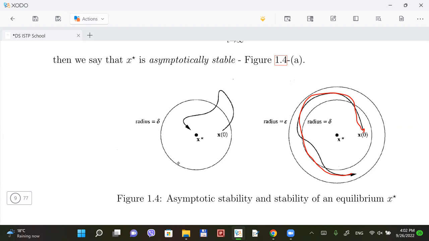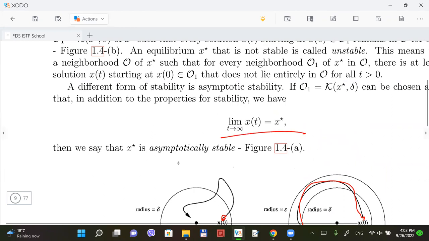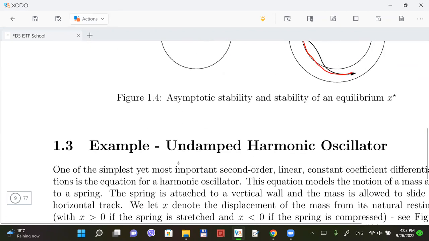But except for the stability, we also have the asymptotic stability, which means what? Not only that you will not move away from the fixed point or from the cycle, but you will approach it. So if you are starting close to some fixed point, then after some time you will approach this point, so we have the finite limit equal to that fixed point.